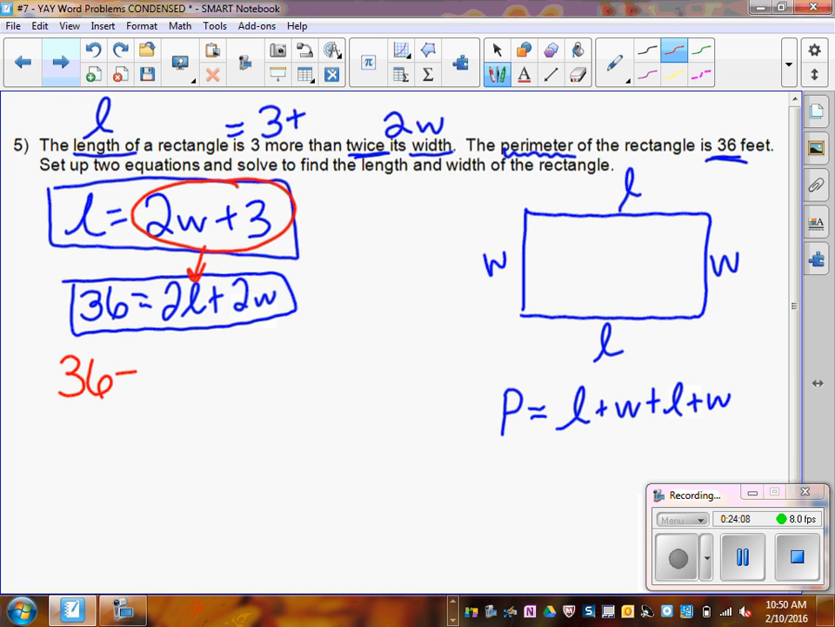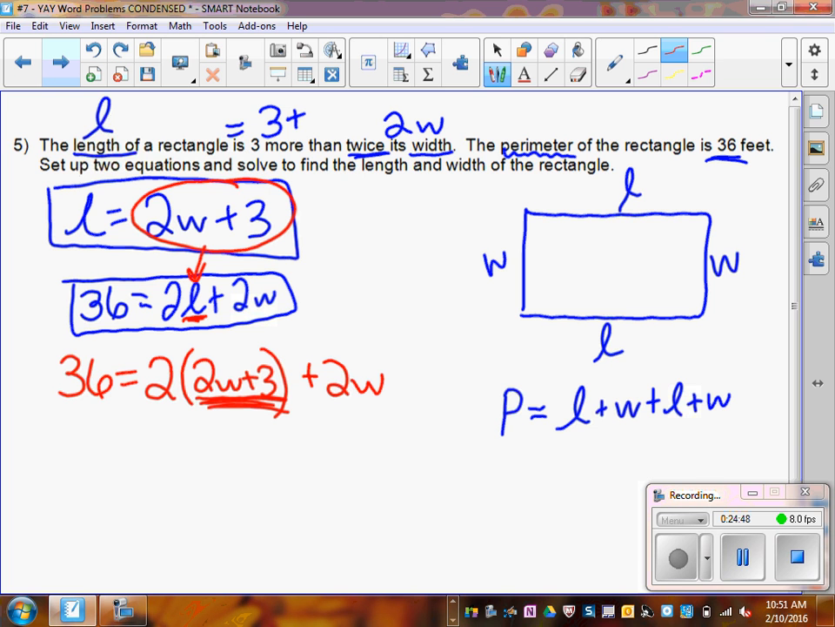So we have 36 equals 2 times L, which is 2W plus 3. So this whole thing here is L. And then plus 2W. Any questions on what I just did there? Is there anyone that doesn't see what I'm doing? Okay, so I've just substituted in my length. Alright, now what do I do? Darling, what would I do next?